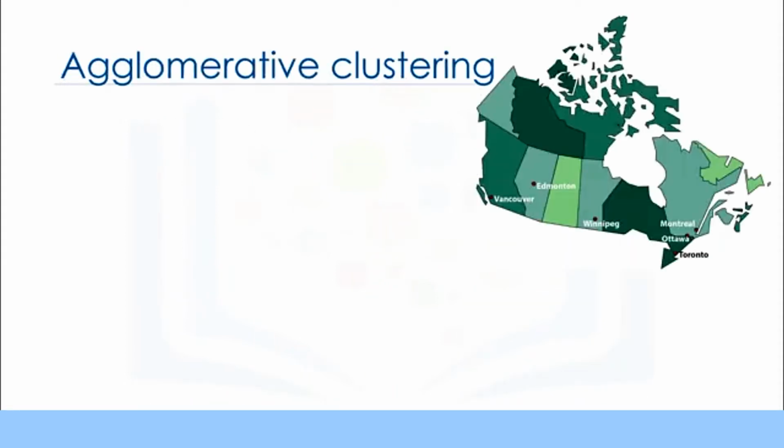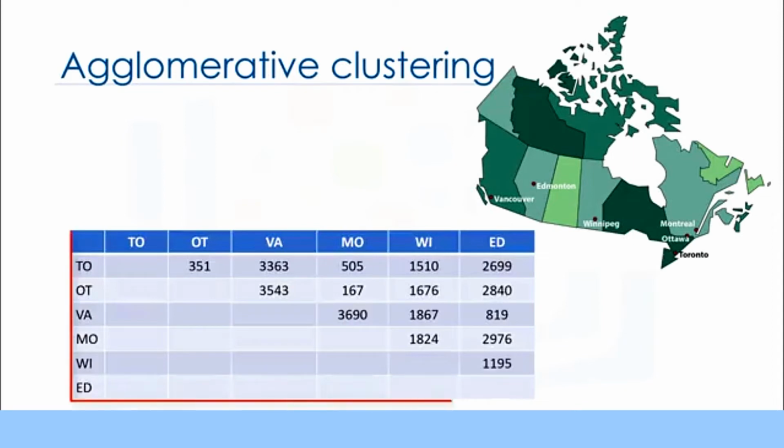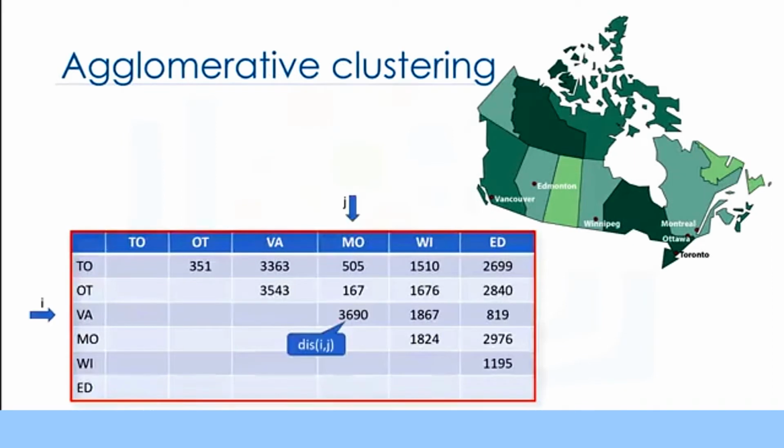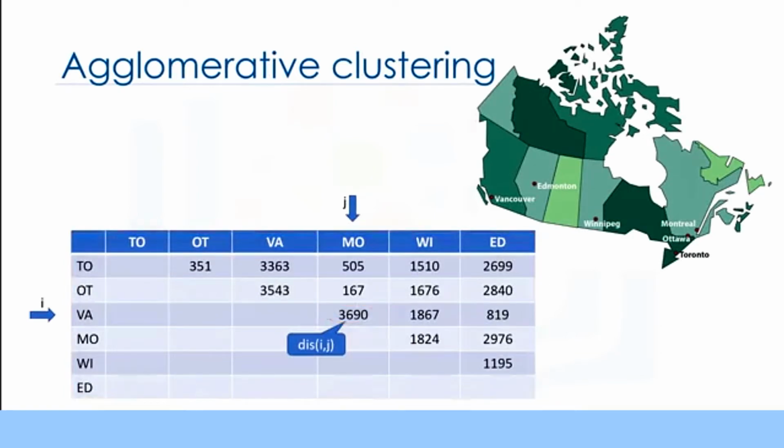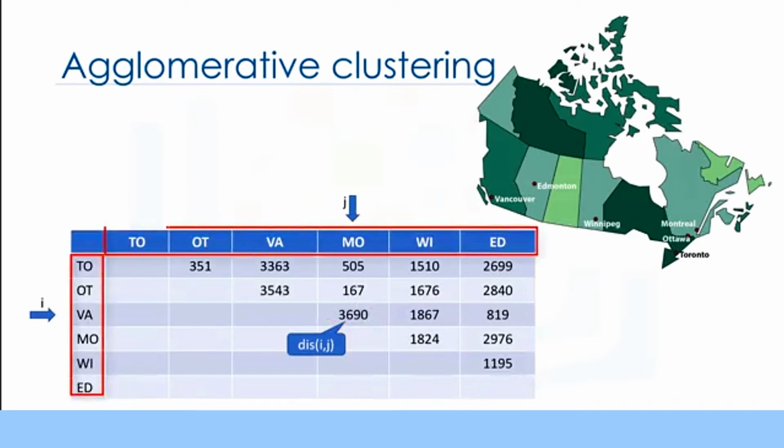Let's look at a sample of agglomerative clustering. This method builds the hierarchy from the individual elements by progressively merging clusters. In our example, let's say we want to cluster six cities in Canada based on their distances from one another. They are Toronto, Ottawa, Vancouver, Montreal, Winnipeg, and Edmonton. We construct a distance matrix at this stage, where the number in row I, column J, is the distance between the I and J cities. In fact, this table shows the distances between each pair of cities.